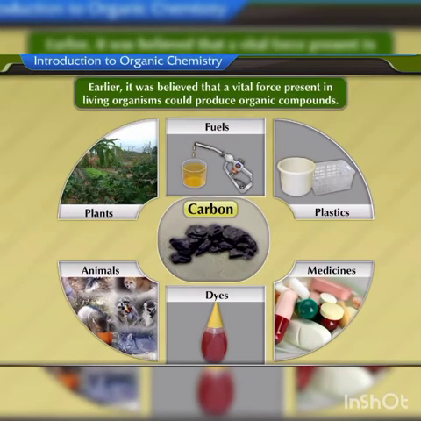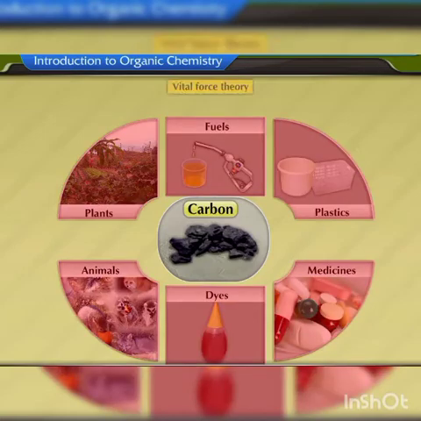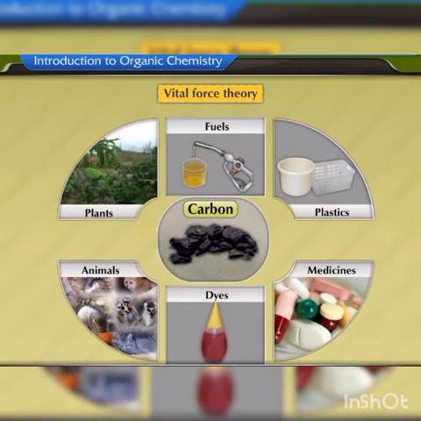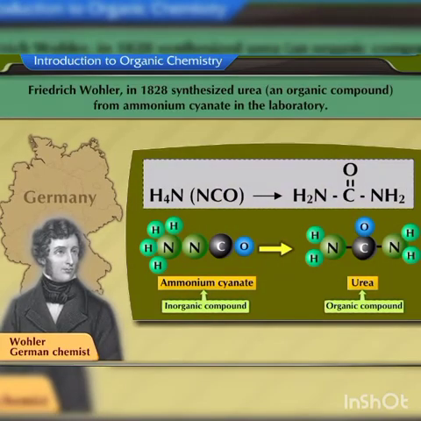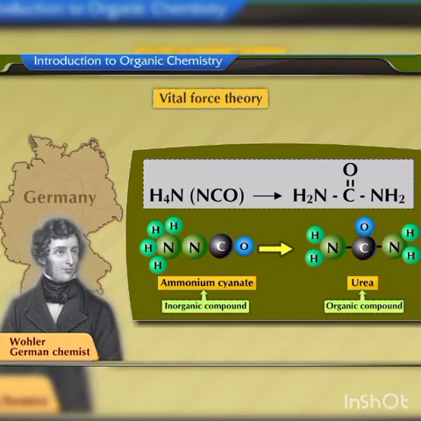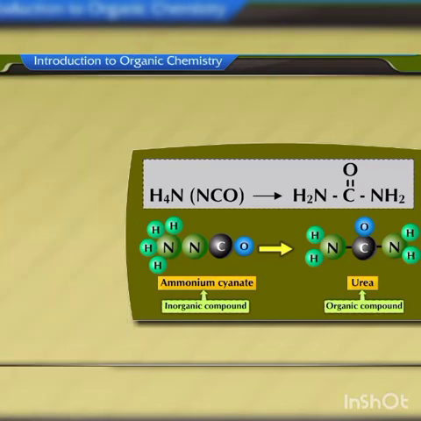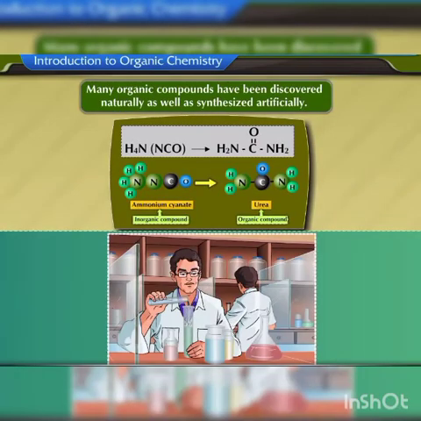Earlier, it was believed that a vital force present in living organisms could produce organic compounds. This came to be known as the vital force theory. As a result, no attempts were made to synthesize organic compounds in the laboratory till Friedrich Wöhler in 1828 synthesized urea, an organic compound, from ammonium cyanate in the laboratory. This experiment disproved the vital force theory. Since then, many organic compounds have been discovered naturally as well as synthesized artificially.